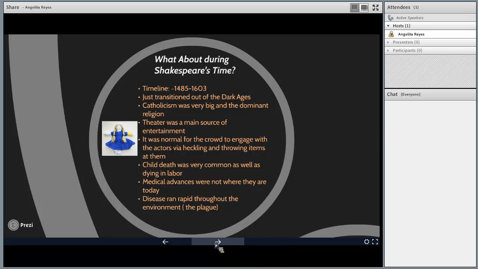Death is very common. Another big thing when he was growing up, or during his time, was Catholicism. It was the dominant religion in England. People didn't have freedom of religion like we do in the United States, so pretty much everybody was Catholic. And that definitely influenced him. As you're reading Romeo and Juliet, you may notice there's a lot of allusion to the Bible and religion itself. That's because that was a big thing when he was growing up, right?